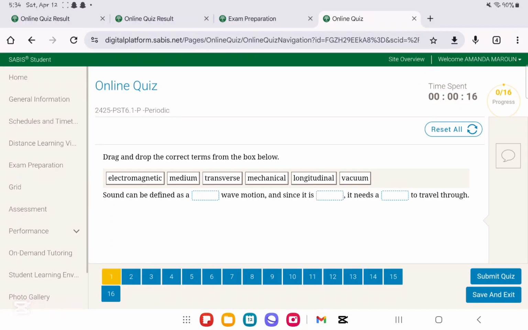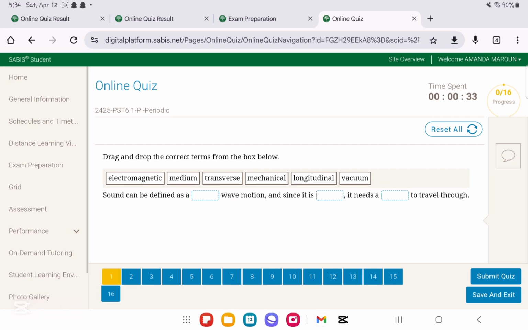So today I'll be explaining the physics 6.1 to 6.5 course practice, okay? So let us start with the first question. In the first question, they said drag and drop the correct terms from the box below.